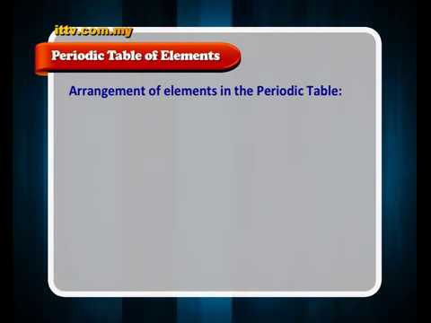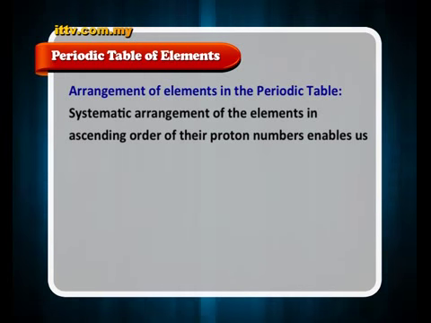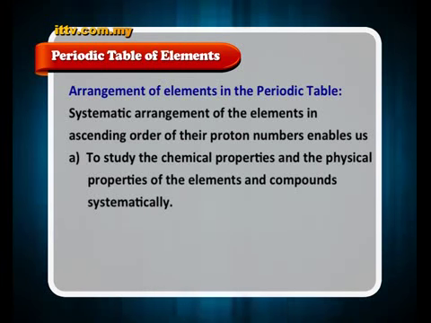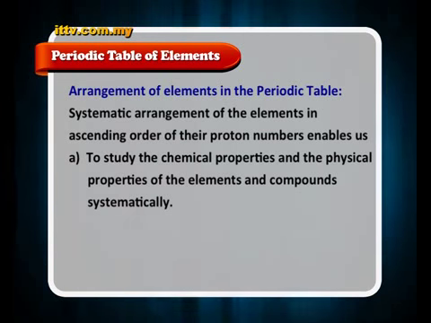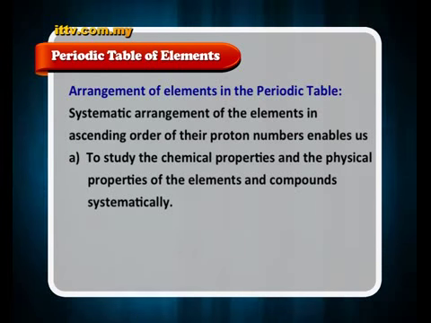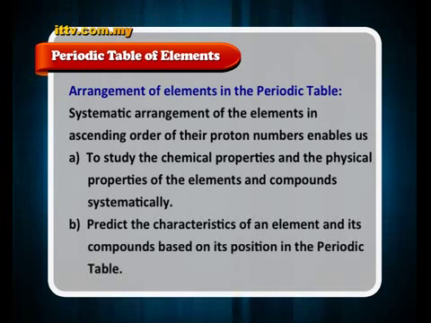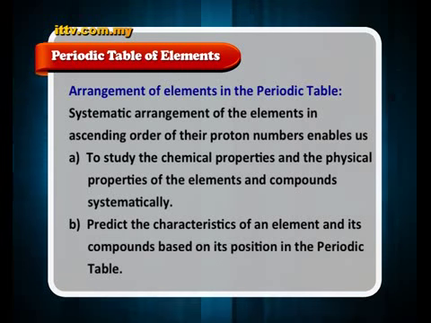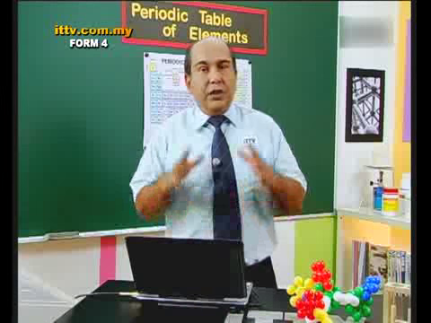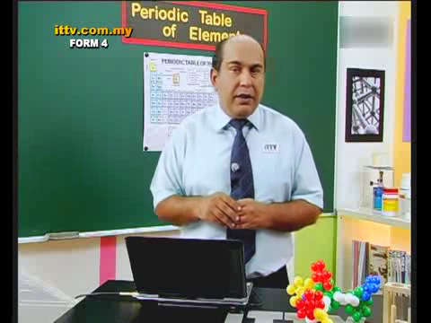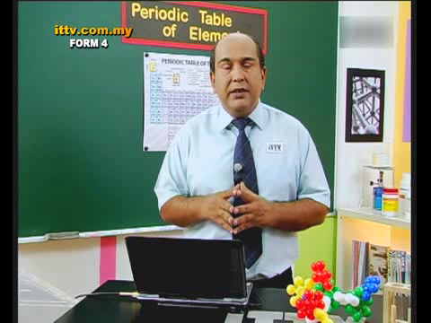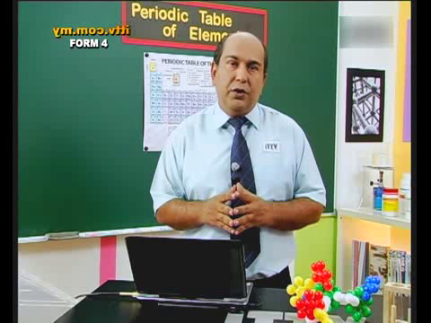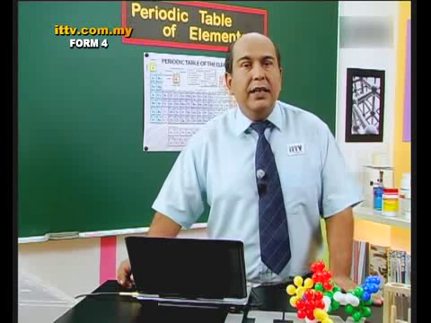Arrangement of elements in the periodic table. Systematic arrangement of the elements in the ascending order of their proton numbers enables us A. To study the chemical properties and physical properties of the elements and compounds systematically. B. Predict the characteristics of an element and its compounds based on its position in the periodic table. So the 2 key things that we can get from the periodic table is that we can study the properties of elements and we can predict properties of elements based on their position in the periodic table.